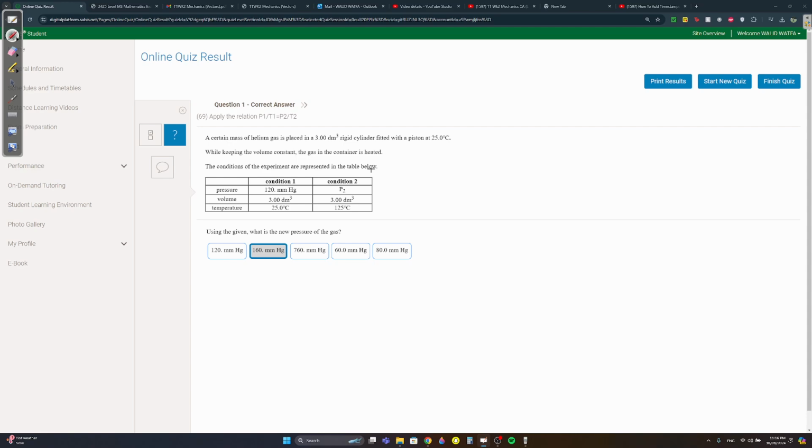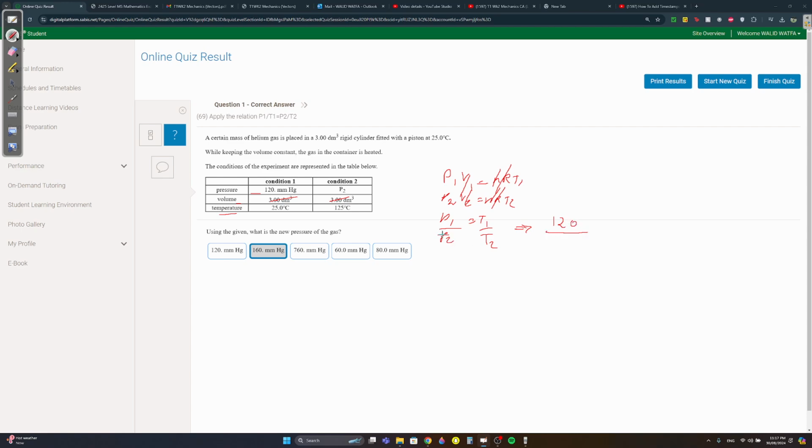A certain mass of helium is placed in a container. They gave us P1, V1, T1. Volume was constant. We know P1 V1 equals nRT1, and P2 V2 equals nRT2. Volume is constant, and n and R are constant, so P1 over P2 is T1 over T2.